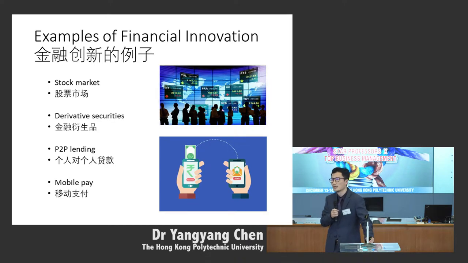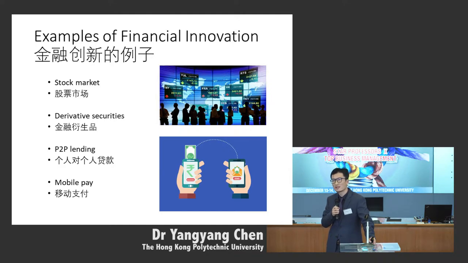For example, P2P lending. With P2P lending, we don't need to go to the bank. We can lend money and borrow money just via some online platform. And we have mobile pay. It's not that popular in Hong Kong, but in the mainland, you can even go without taking any cash with you. You can just bring a mobile phone. So those are all different kinds of financial innovation.